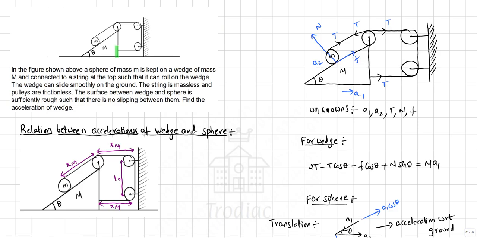So first you have to observe that this wedge and the sphere cannot have arbitrary accelerations. They are connected by a string. So assume x capital M is the distance of the wedge from this pulley, L naught is the distance between these two pulleys, and x small m is the distance of this topmost point from this pulley on the wedge.